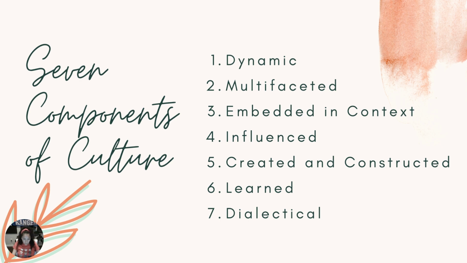So the seven components of culture from the reading that we were instructed to do, I found were these. Number one, culture is dynamic. Number two, culture is multifaceted. Number three, culture is embedded in context. Number four, culture is influenced. Number five, culture is created and constructed. Number six, culture is learned. And number seven, culture is dialectical.